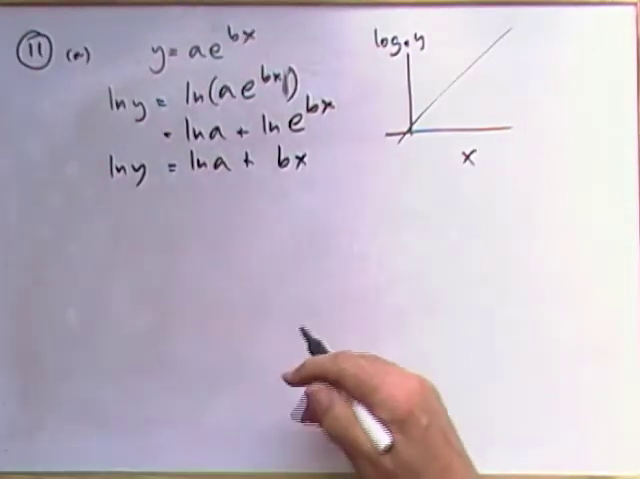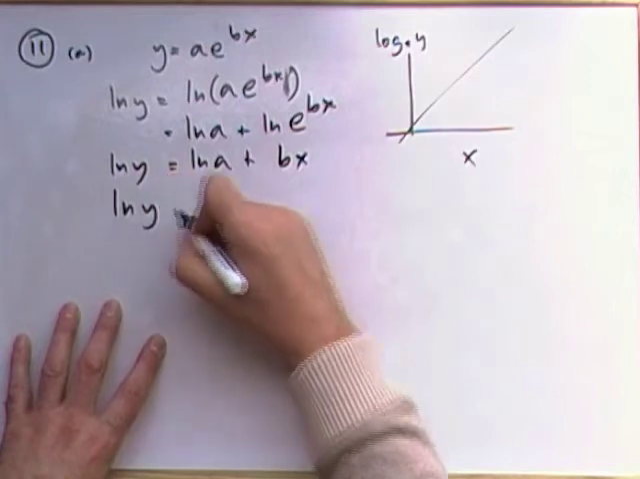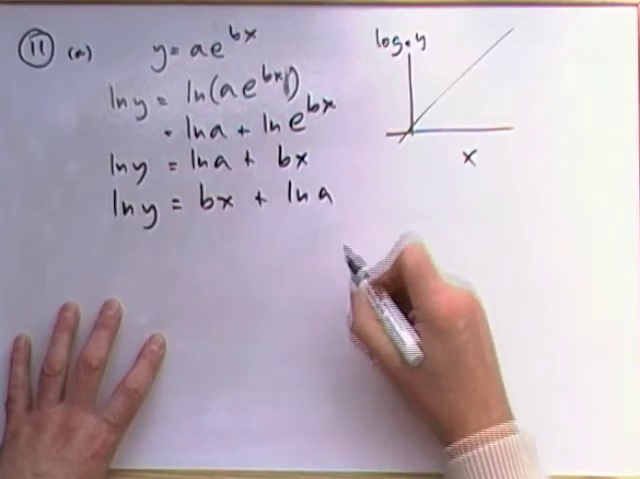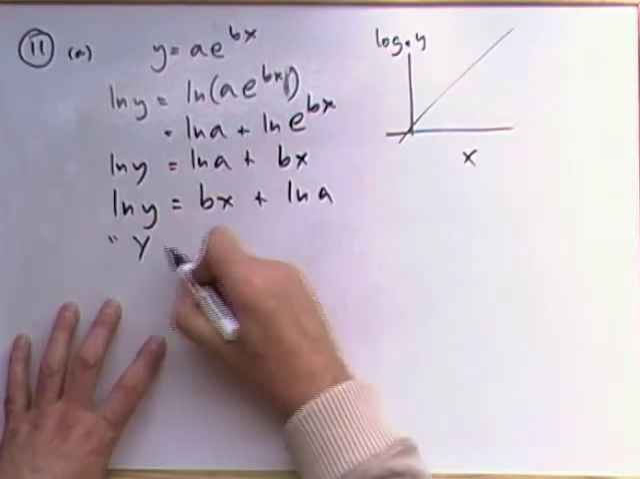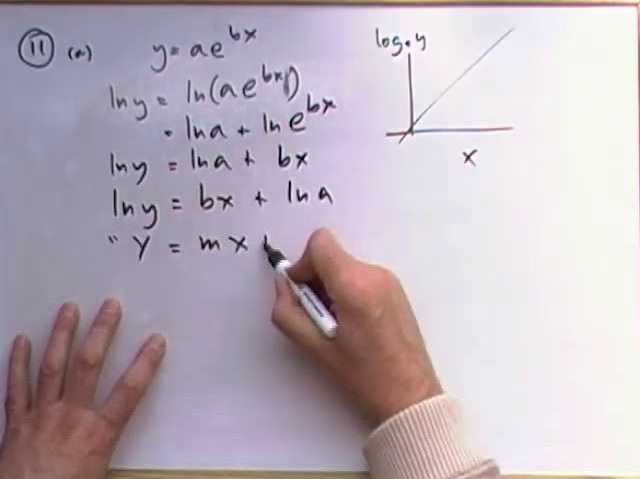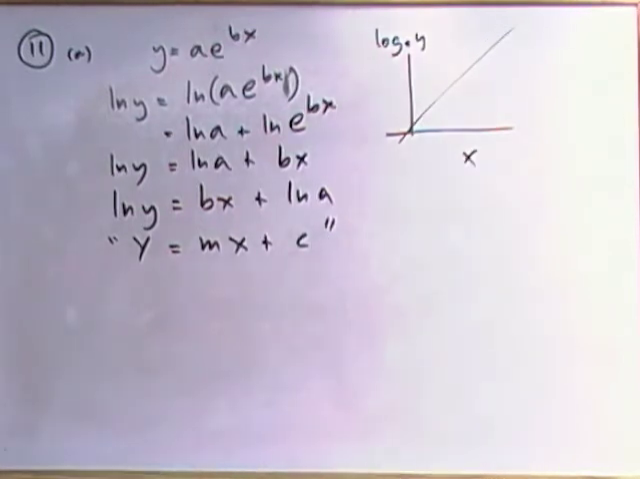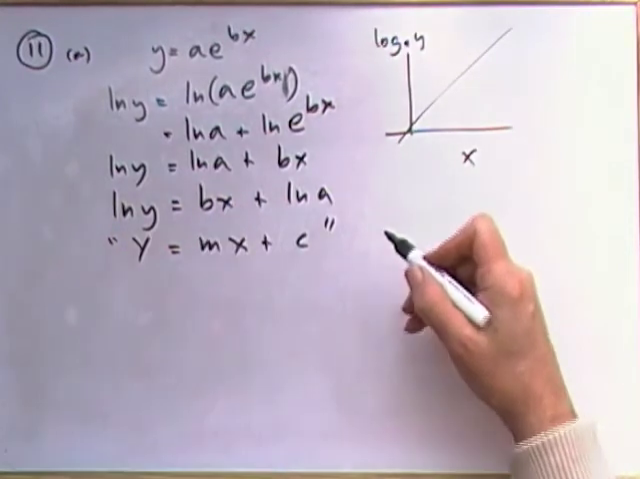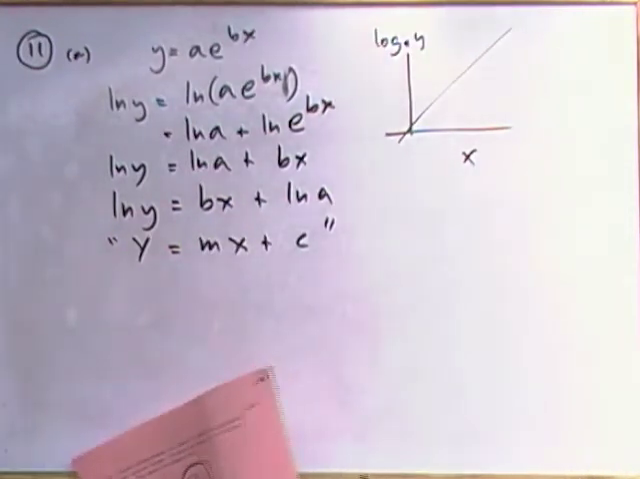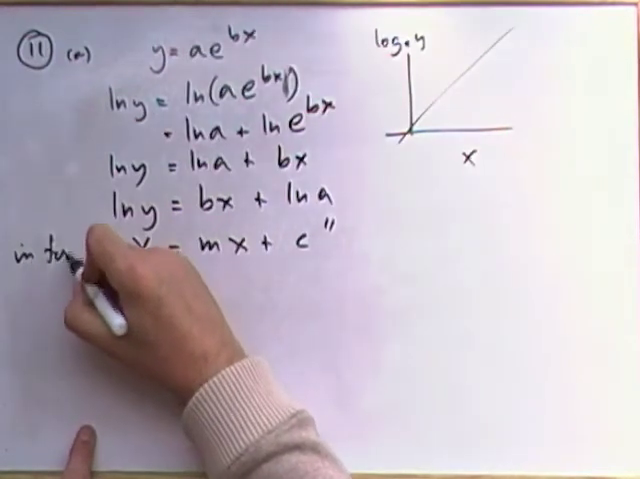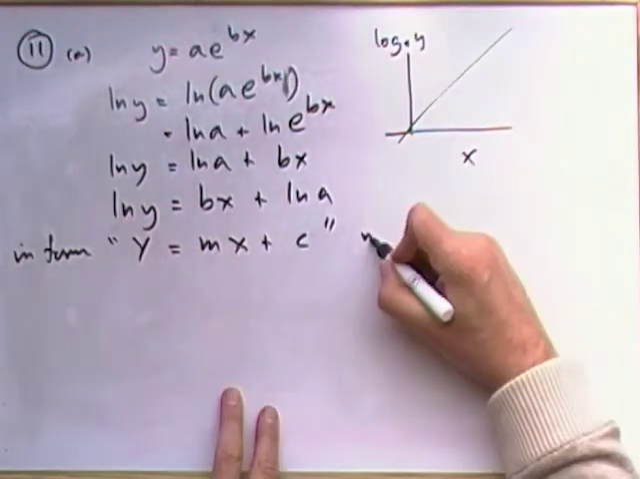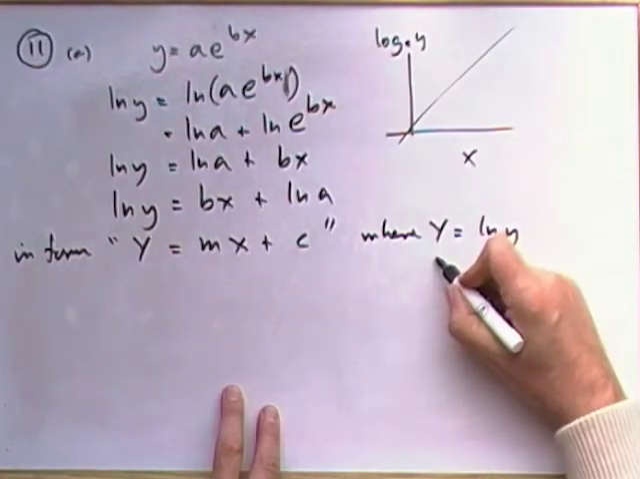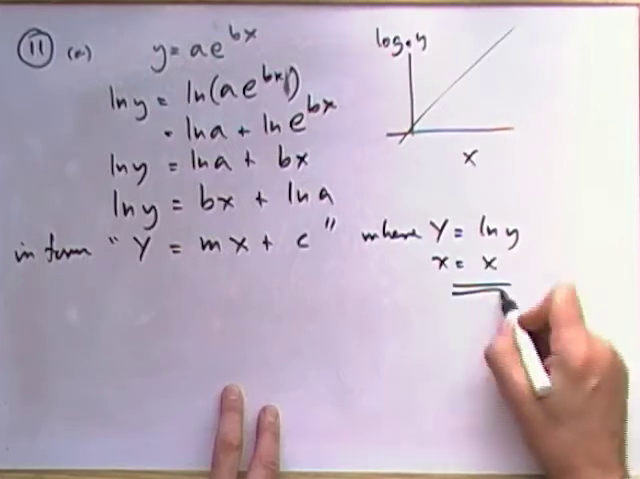And that's in the form of a linear relationship. I've got ln y equals bx plus ln a. That's in the form of y equals mx plus c, which is in a linear form, where y equals ln y and x is just x. So that would be the first, maybe we should have said in form. So it's in that form. Finish that off, where y equals ln of y and x is just equal to x.